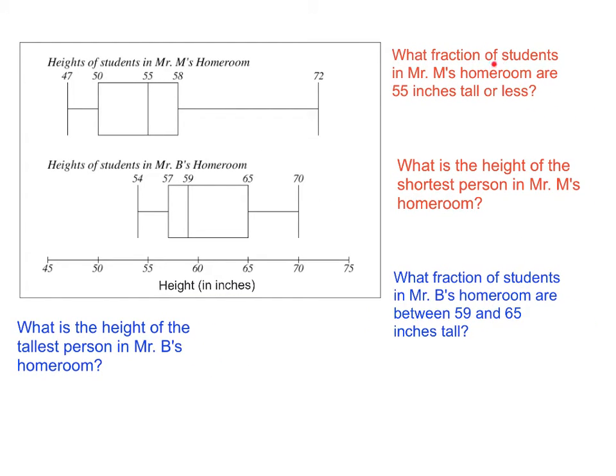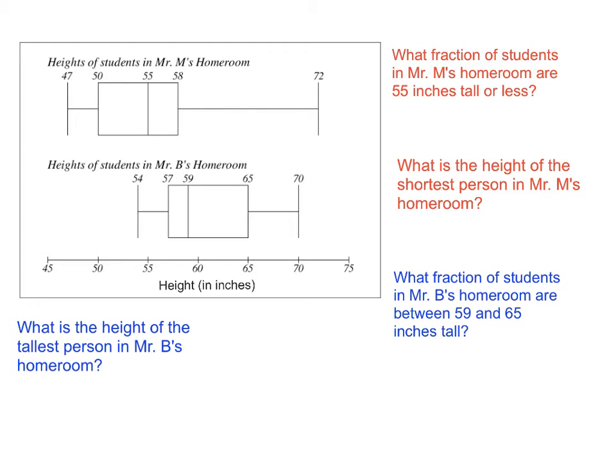So what fraction, and I'm going to say approximate fraction, of students in Mr. M's homeroom are 55 inches tall or less? Well, let's find 55 inches, and that's actually our quartile 2, or our median. And what fraction of students are 55 or less?